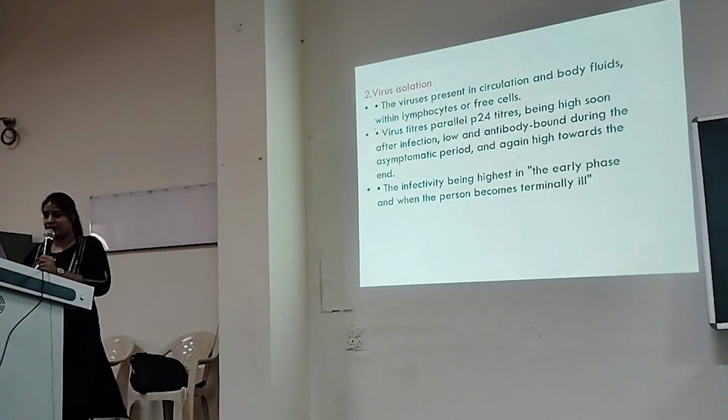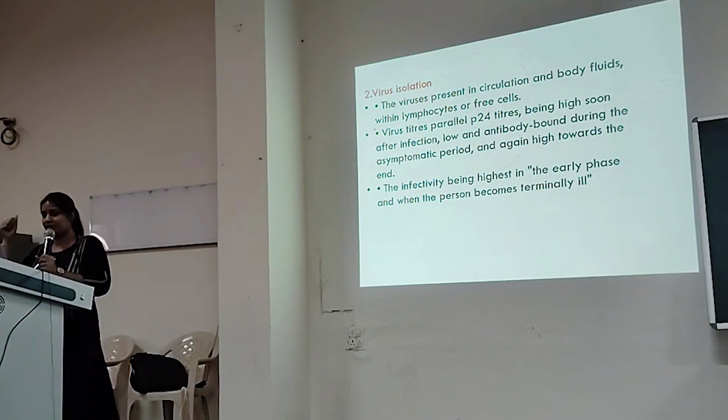Second is virus isolation. It is a kind of dangerous thing to do. In this virus isolation, we can isolate from body fluids or from within cells like lymphocytes or any free cells. This virus isolation will be parallel to P24, the same thing as I explained earlier.